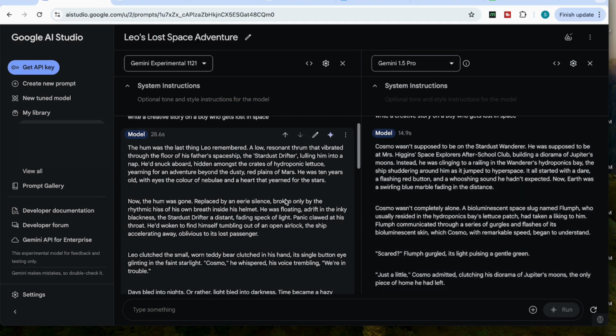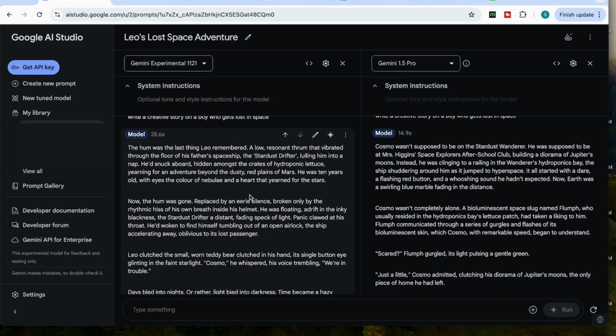So if we look at what Gemini 1121 has come back with: the hum was the last thing Leo remembered, a low resonant thrum that vibrated through the floor of his father's spaceship, the Stardust Drifter, lulling him into a nap. He'd snuck aboard, hidden amongst the crates of hydroponic lettuce, yearning for an adventure beyond the dusty red plains of Mars. He was 10 years old, with eyes the color of nebulae, and a heart that yearned for the stars. I can honestly say there is an improvement with Gemini Experimental 1121.